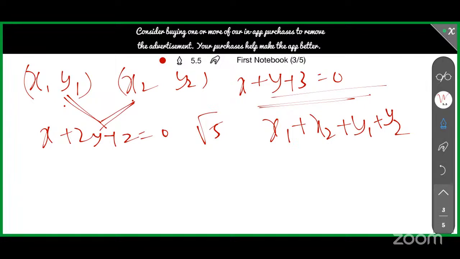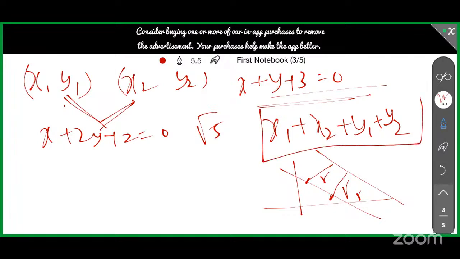So first we will draw a small diagram to understand what is happening. They are telling that there is one line, x plus y plus 3, and on that line there are 2 points. And there is one more line, and from this point to this line the distance is root 5. Given this condition, we have to find the value of x1 plus x2 plus y1 plus y2.